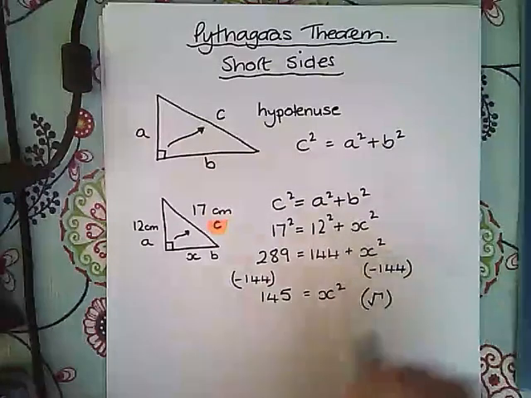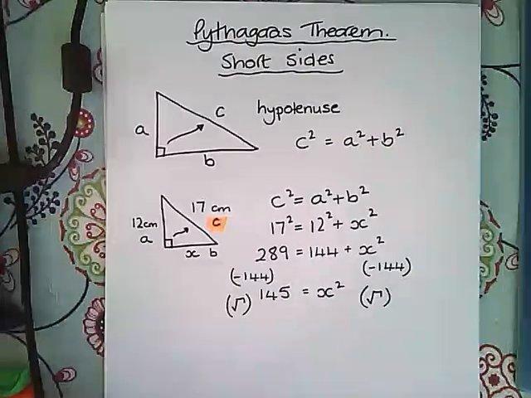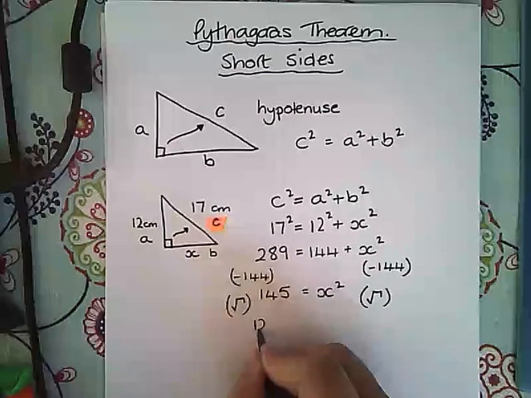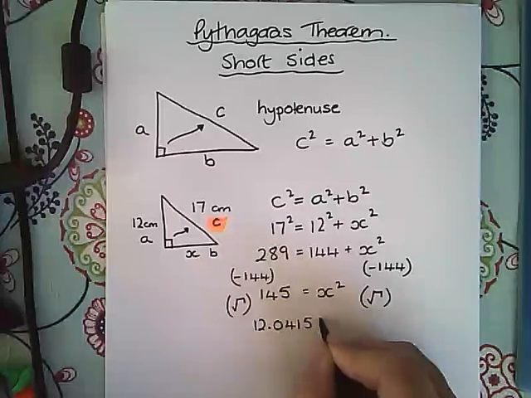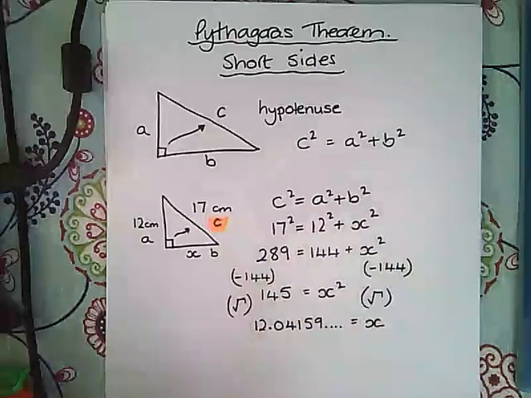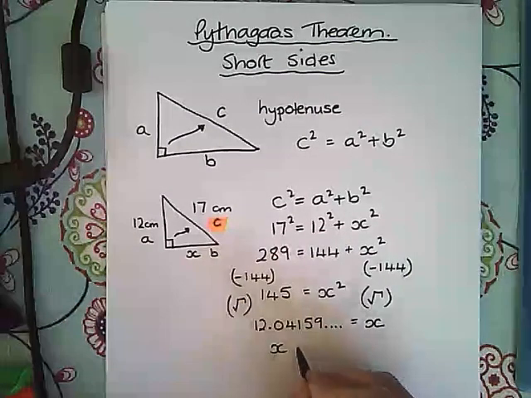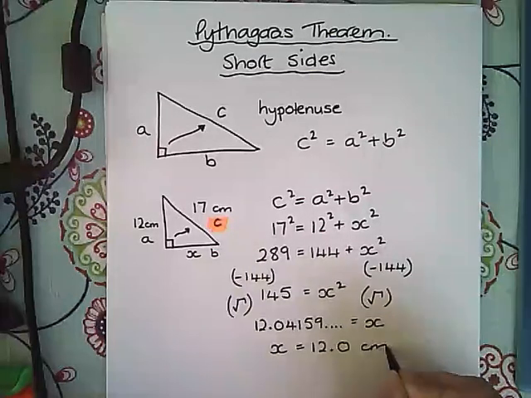Now 145 is not a square number, so when I put that into my calculator, I get the answer 12.04159 and so on, and it keeps going, and that is equal to x. So I'm just going to round x to one decimal place, so to one decimal place x is 12.0 centimeters.